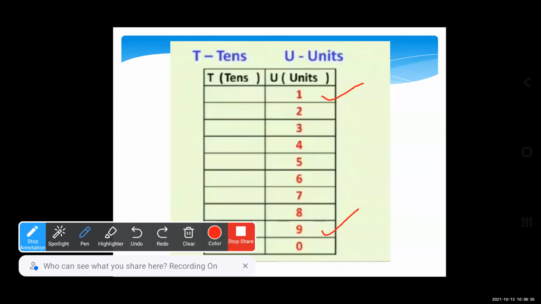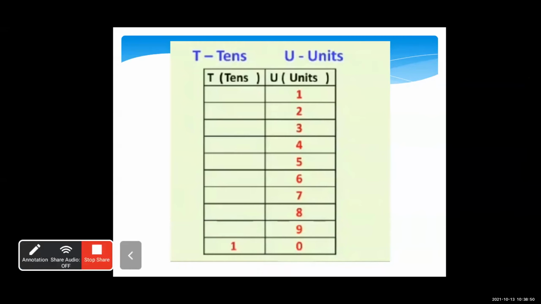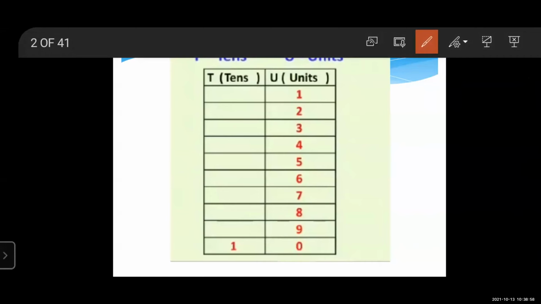Okay, students? Keep in mind, after 9, which number comes? 10. After 9, which number comes? 10. Okay? So 10 is a two-digit number. How to write 10? On the tens place, write down 1, and on the units place, write down 0. So write this number like that, 1, 0, 10.